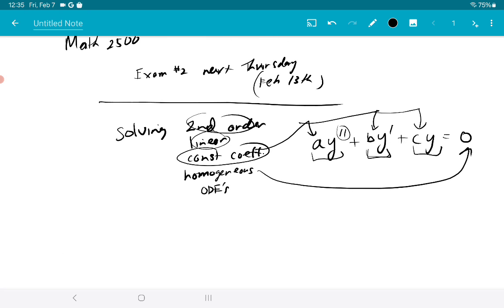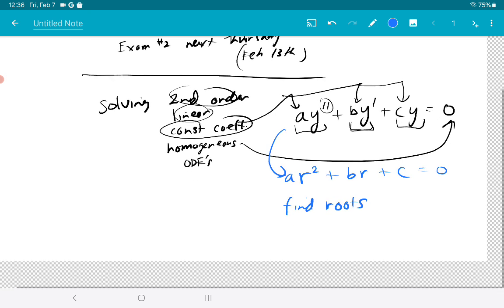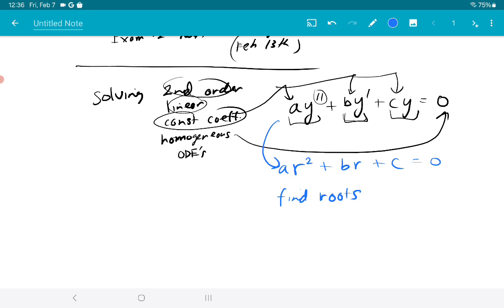All right, and then if you remember, the way that we solve these is we create what's called an auxiliary polynomial, which is a times r squared plus b times r plus c equals 0. That comes from this. We solve that and we find the roots. What does it mean to find the roots of a polynomial? It means solve for that polynomial equal to 0.